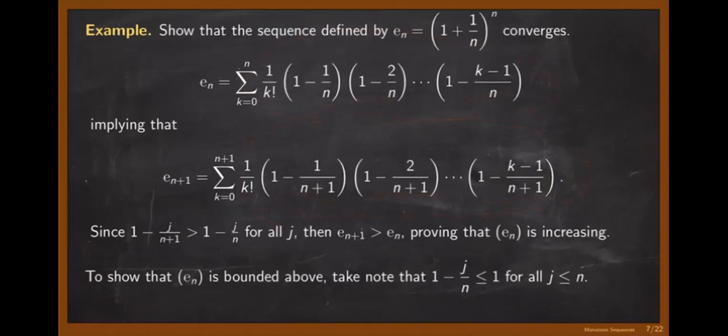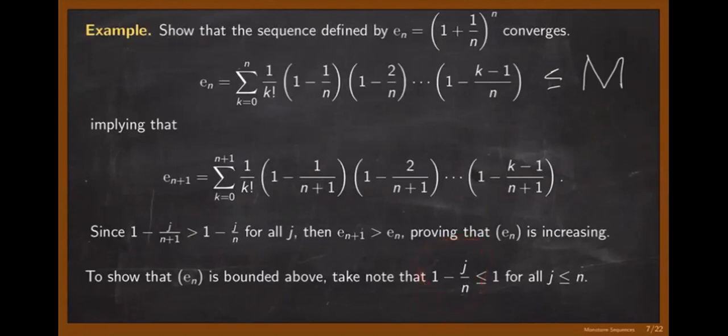Let's see. To show that e sub n is bounded above, what we really want to do is find one number. Ano kaya yung number na ito? Ano kaya yung m ang meron so that lahat ng e sub n ay mas maliit sa m? Ano kaya yung m ang pwede nyo ibigay? Let's see. Let's do this analysis.